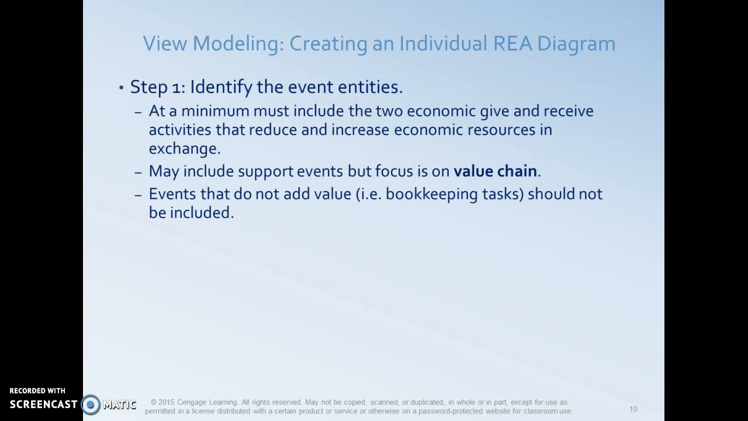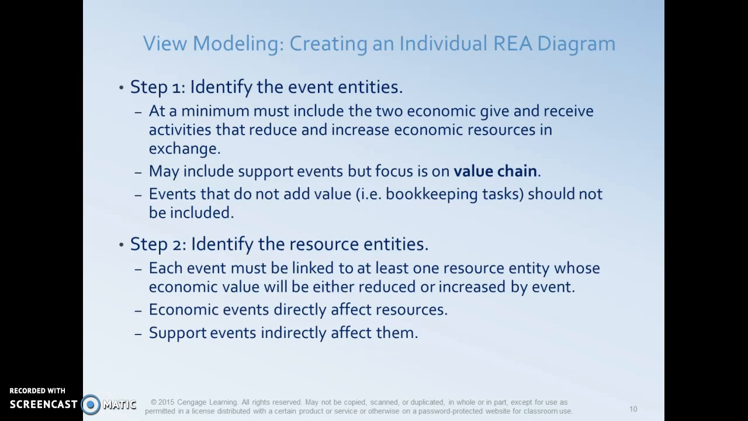So, creating a diagram. What do we first have to do? We have to identify the event entities. This says at a minimum, it must include two economic events, so give and receive. We've talked about what give and receive is. It could include support events, but focus on the value chain. So basically order of operations, how things work and in what order. Events that do not add value should not be included. Funny enough, they say bookkeeping, I guess back office type events should not be included.